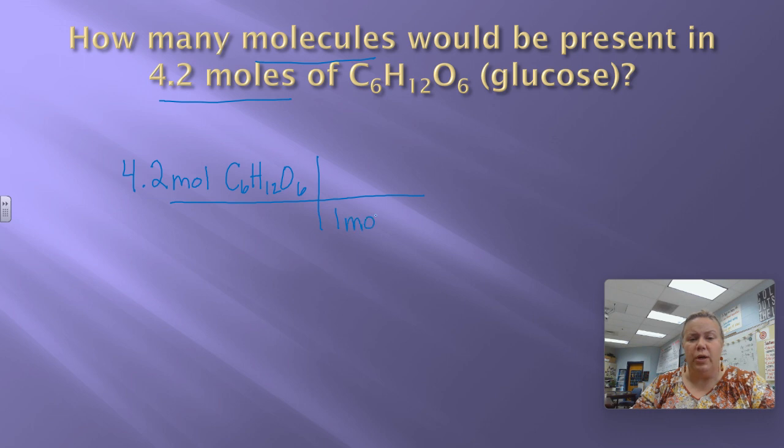So for every 1 mole of glucose, C6H12O6, I have 6.02 times 10 to the 23rd molecules of glucose. The reason why I put moles on the bottom is because moles is on the top of the prior one and I can cancel. Now notice what we do is we always multiply across the top, multiply across the bottom, and divide the two. So in this case, you're basically just multiplying across the top.